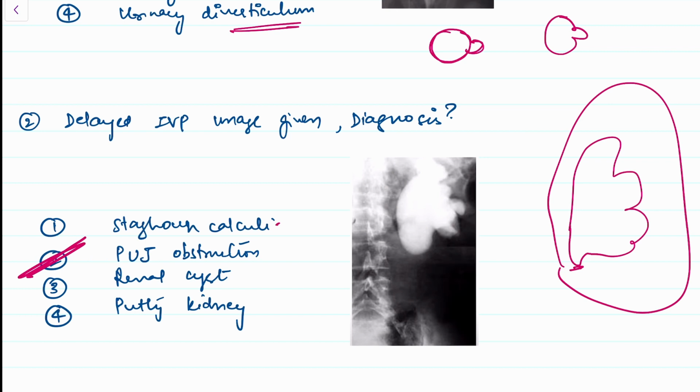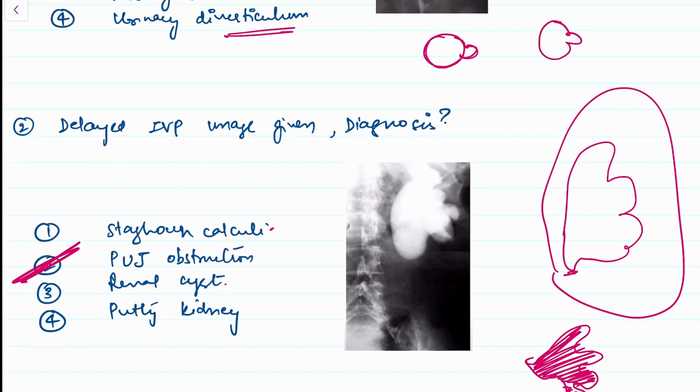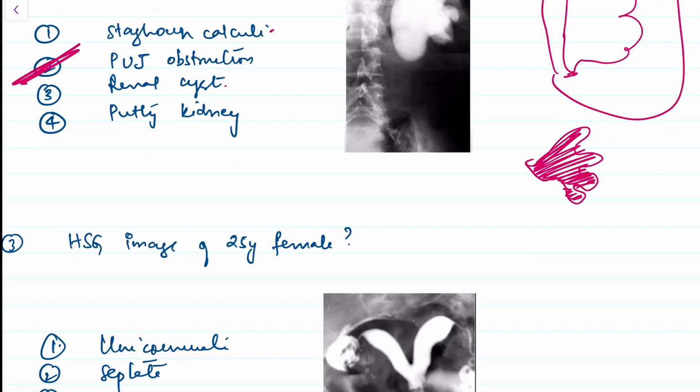Staghorn calculus would look something like this, a radiopaque density which is extending into all the other calyces. So this is how a Staghorn calculus would look. A renal cyst will not take up any contrast, so that is out of the question. Putty kidney will be a small kidney in tuberculosis which will show calcification of the cortex, so that is not shown here. So this is likely a PUJ obstruction.